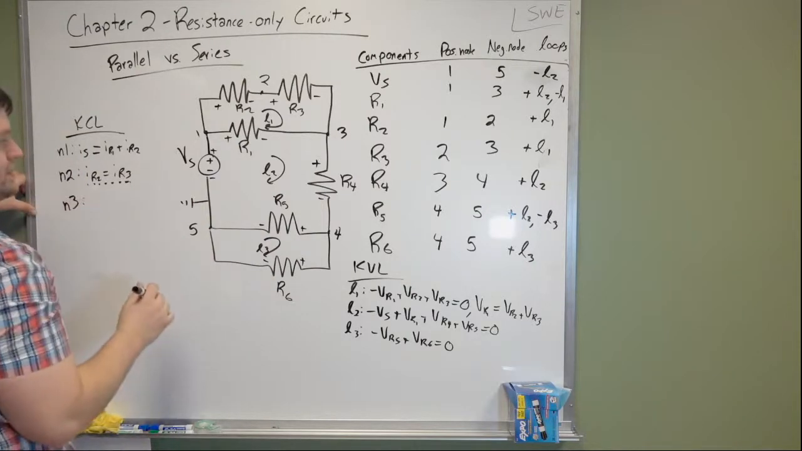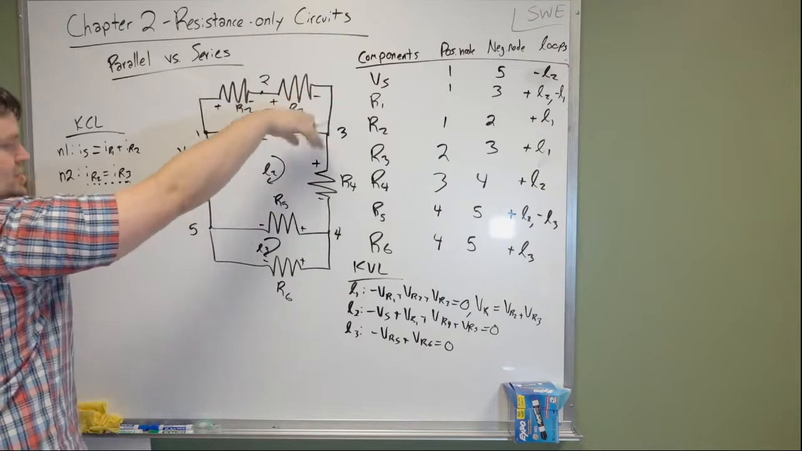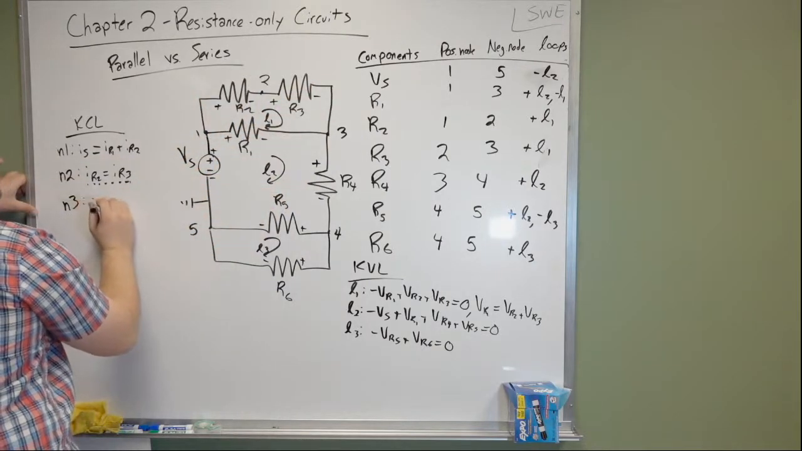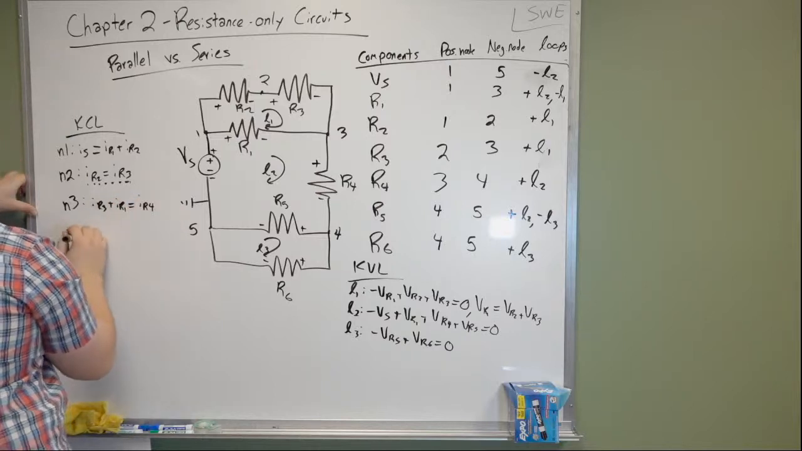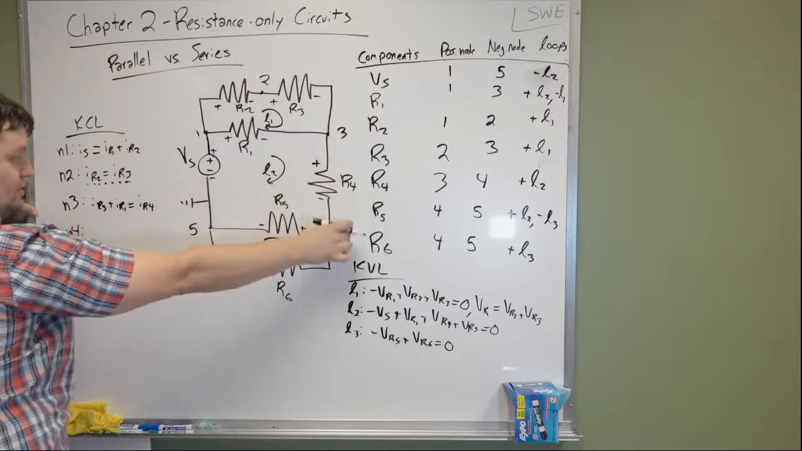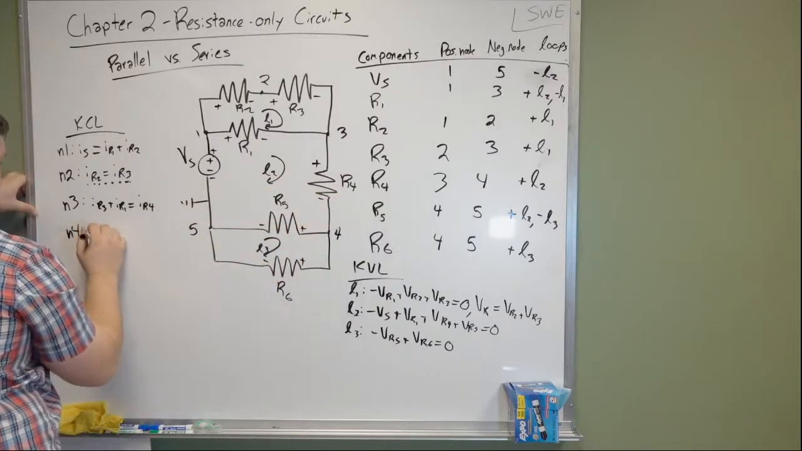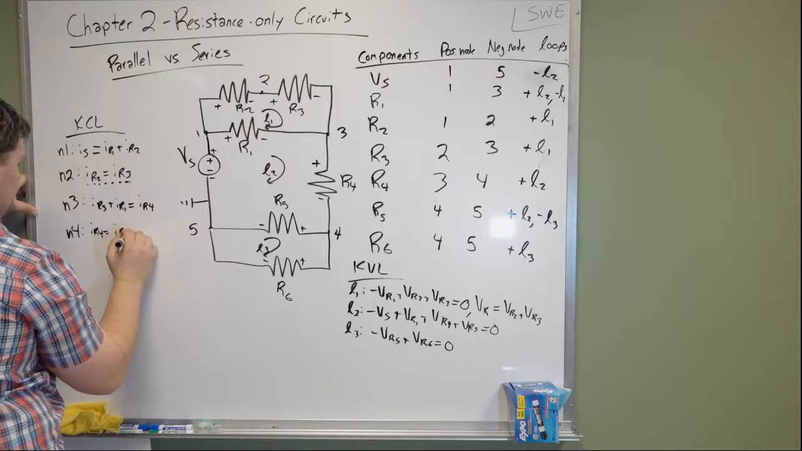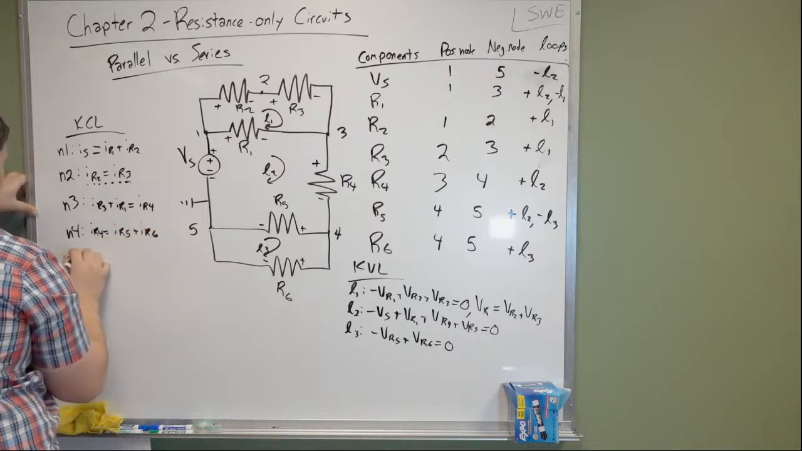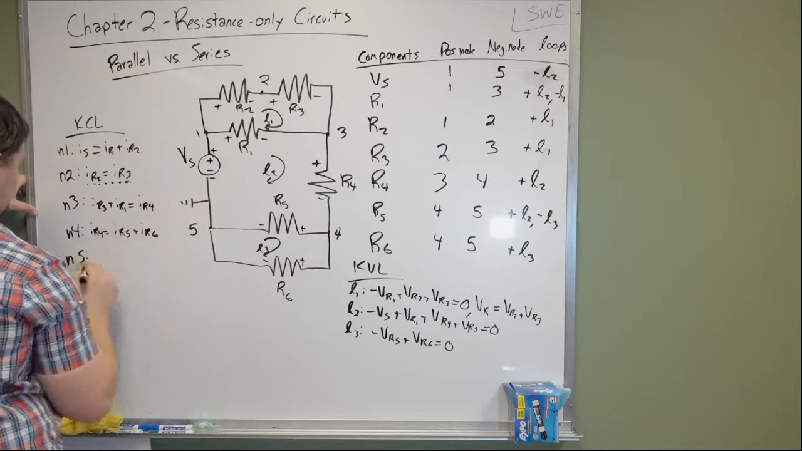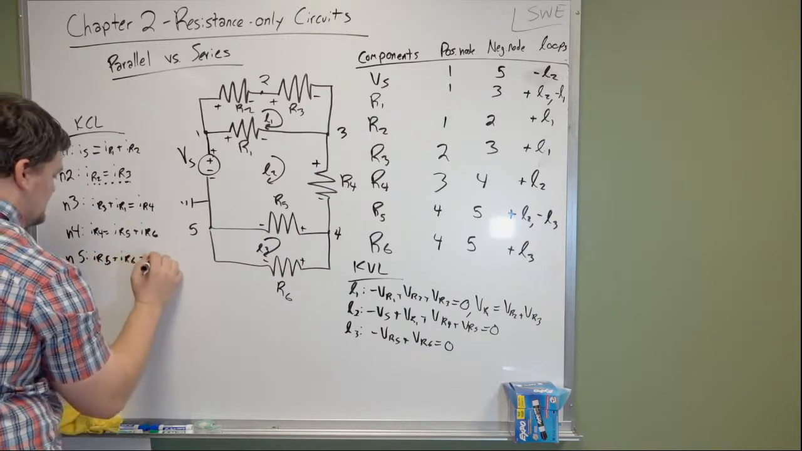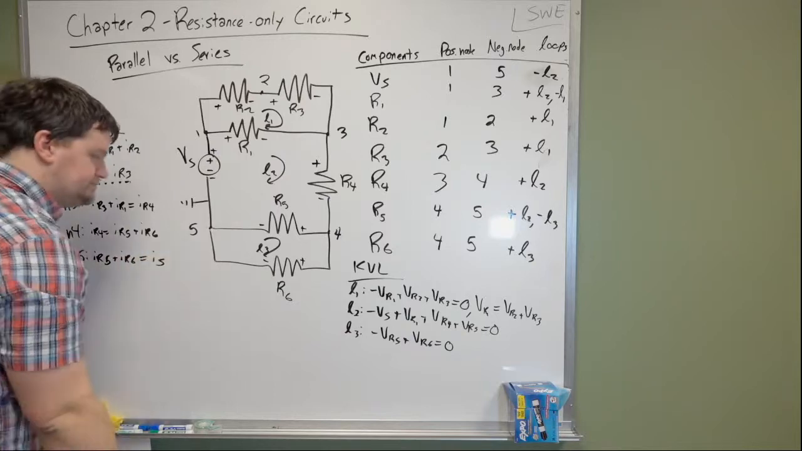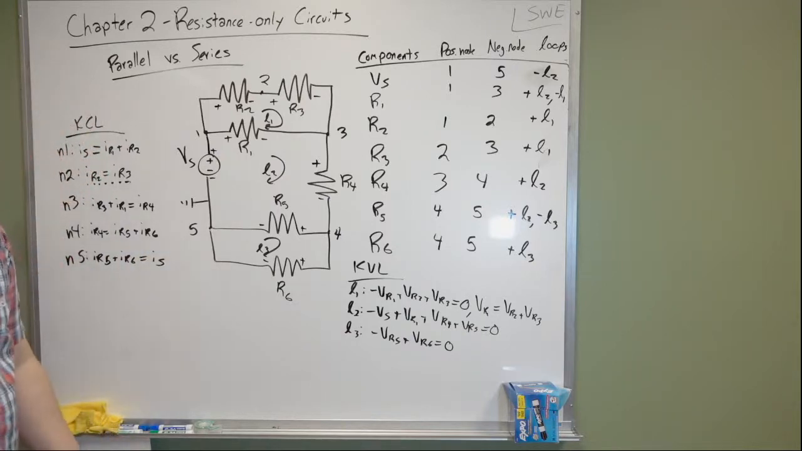For node 3, what we have here is there's 2 inputs, 1 output. So you have IR3 plus IR1 is equal to IR4. For node 4, you have 1 input, 2 outputs. IR4 is equal to IR5 plus IR6. And then for node 5, you have 2 inputs, 1 output. IR5 plus IR6 is equal to IS. Okay, so that's the beauty of all of this together.